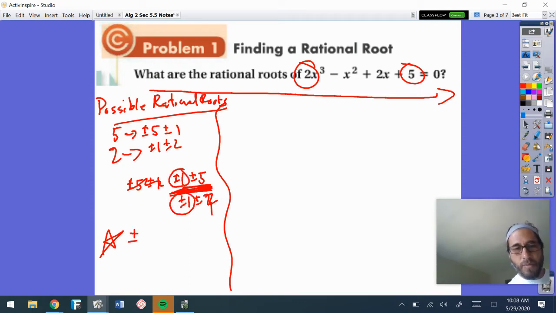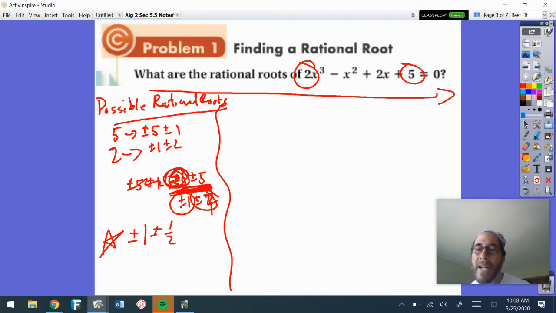So it's plus or minus 1. And you just put the plus or minus in front, okay? Next, you do 1 divided by 2, plus or minus 1 half. Ooh, that's a fraction. Yuck. Okay. Once you've shared that one with both of those down there, that guy's done. It's given you all your possibilities.